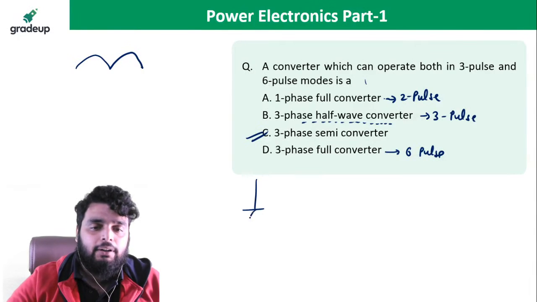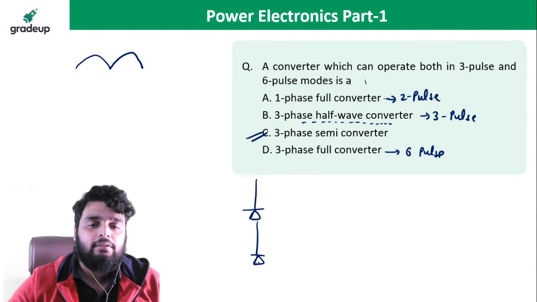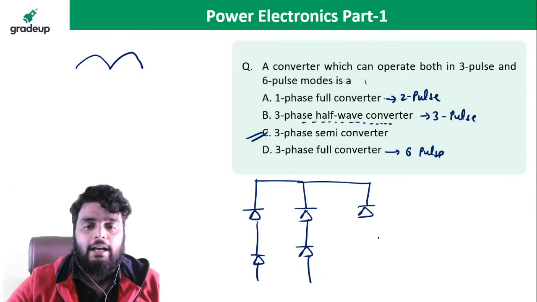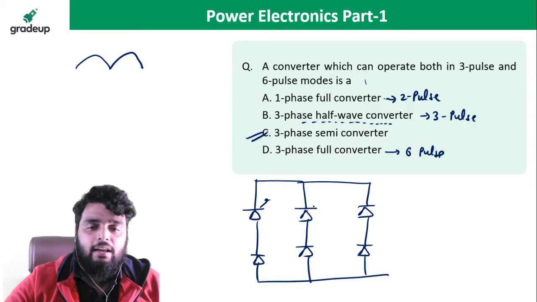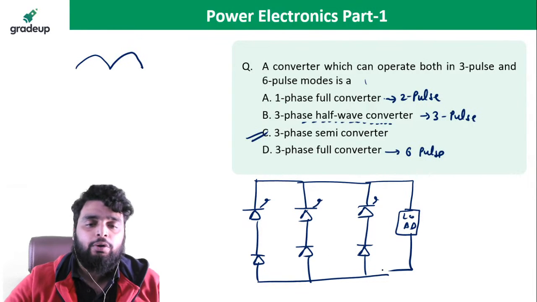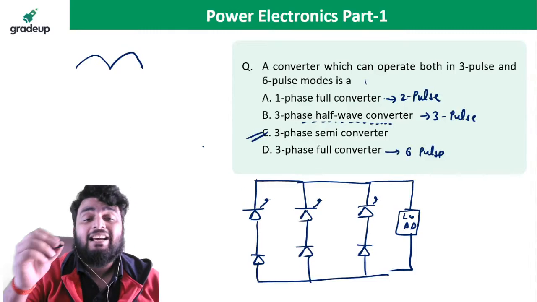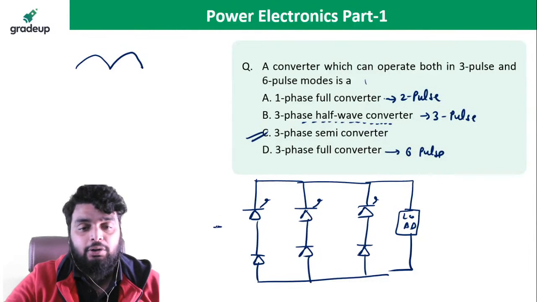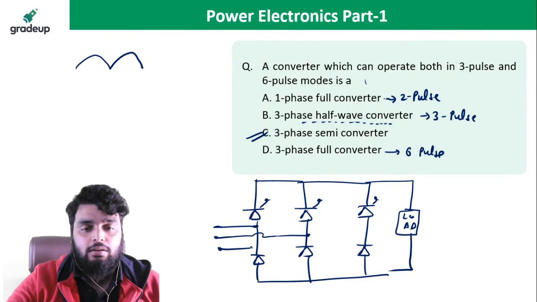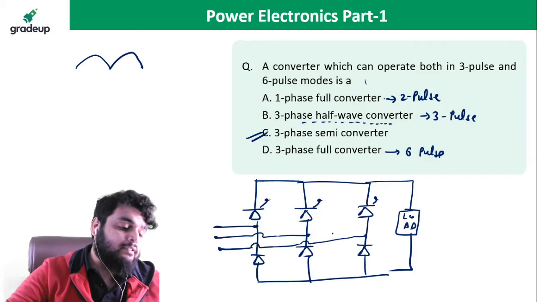The diagram of a 3-phase semi-converter is like this. So I'm drawing the diagram like this. In a 3-phase semi-converter, you have 3 thyristors, 3 diodes and a load like this. And for what semi-converters are, I have uploaded a video in our other channel. Okay, this is the 3-phase semi-converter.